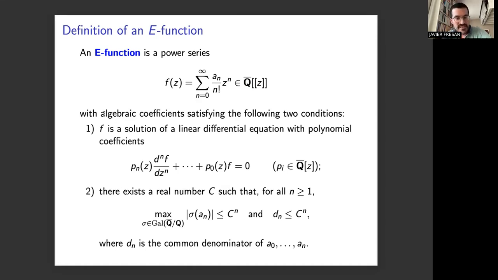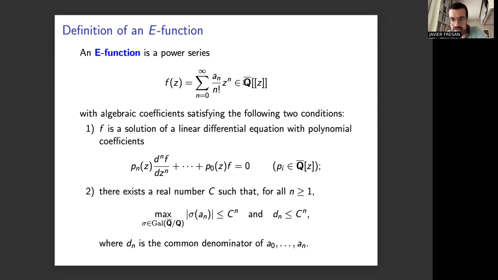And besides having algebraic coefficients, you ask for two conditions. The first one is that it is a solution of a linear differential equation with polynomial coefficients. So there exists some differential operator of order n, p_n derivative to the nth power, and so on, that annihilates the function. You want this to be a non-zero differential operator. And this amounts to saying that the coefficients a_n over n factorial satisfy some recurrence relation with polynomial coefficients. And then if it is true for a_n over n factorial, it's also true for a_n.